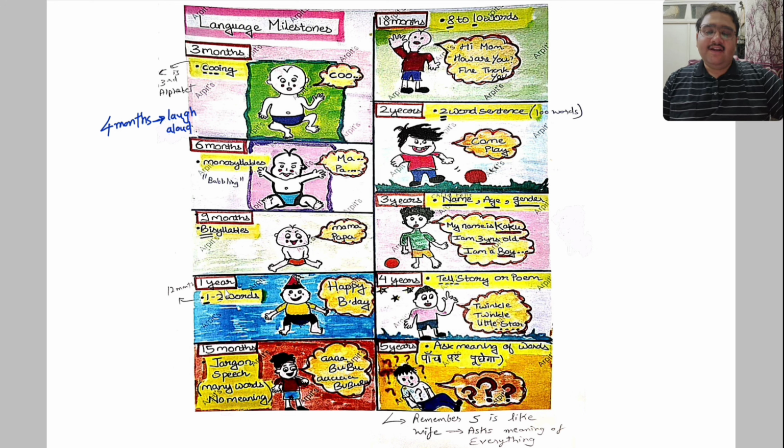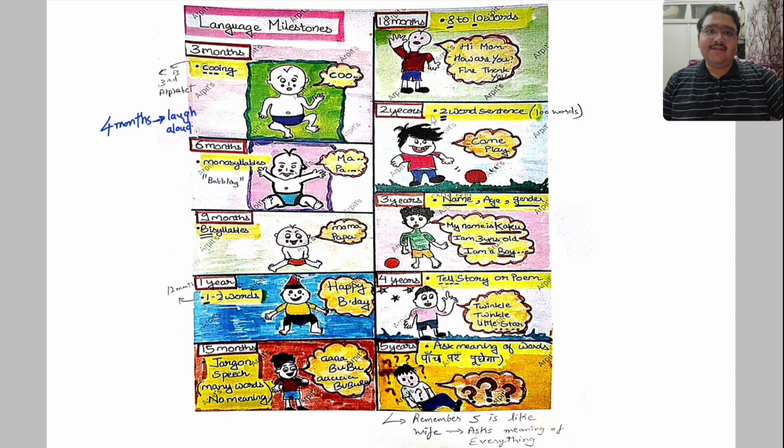Then at 1 year, 1 to 2 words. You can remember 1 year means 12 months, so 1 and 2 of 12 months, 1 to 2 words. Then at 15 months, jargon speech, many words with no meaning. Then at 18 months, 8 to 10 words. 18 months, 1 and 8, 8 to 10 words.